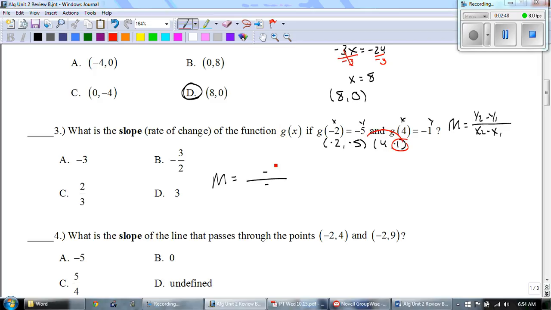So I have negative 1 minus negative 5, so that turns into a positive. All right, and on the bottom, we have 4 minus negative 2, so it turns into 4 plus 2. Negative 1 plus 5 is 4, and 4 plus 2 is 6. Just remember that we always have to reduce our fraction, and when you reduce it, it turns into 2/3, so our correct answer is C.